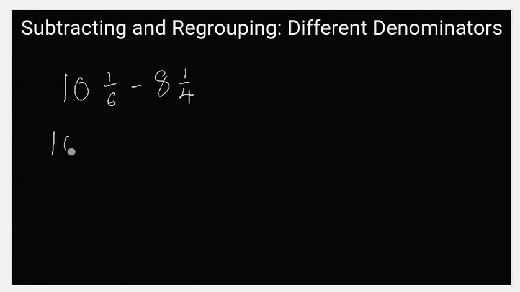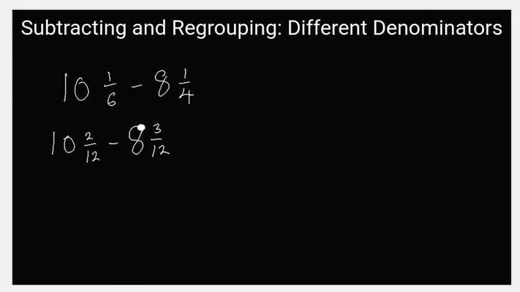So 10 whole number. How do we transform this to 12? You multiply 1 by 2. That will be 2, and 6 times 2 is 12. And then here you have 8 whole number. You multiply the numerator and the denominator by 3. So you have 3 over 12. Now you can subtract, but actually you can't subtract because the second numerator is greater than the first numerator.